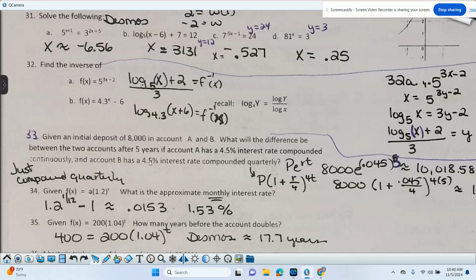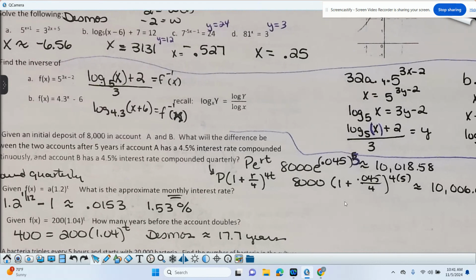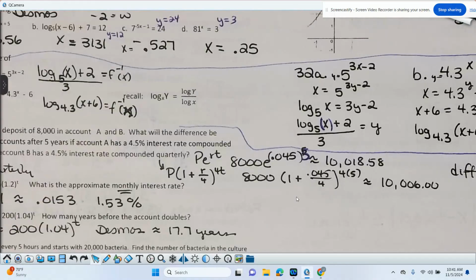Account B has that same 0.045 as my rate. Compounded quarterly, quarterly makes that n be a 4. So here are the formulas I'm going to use. Look, those are my principals. E raised to the 0.045, and then I'm going to multiply that by the time, that is a 5 right there. So that's going to give me an answer which is $10,018.58.